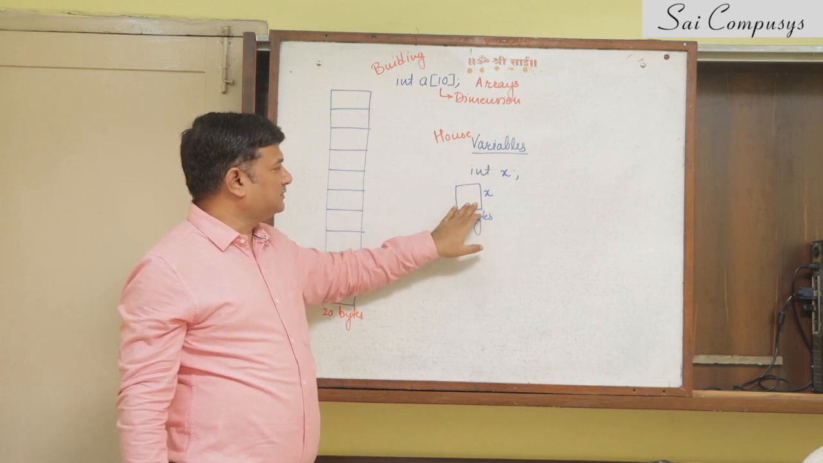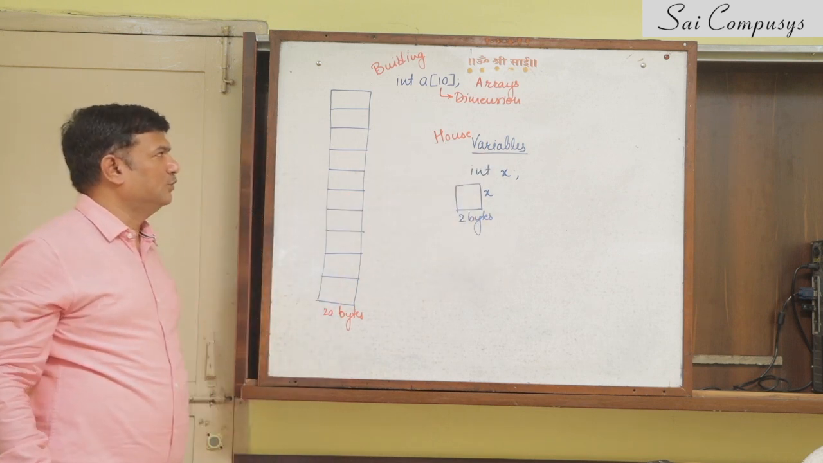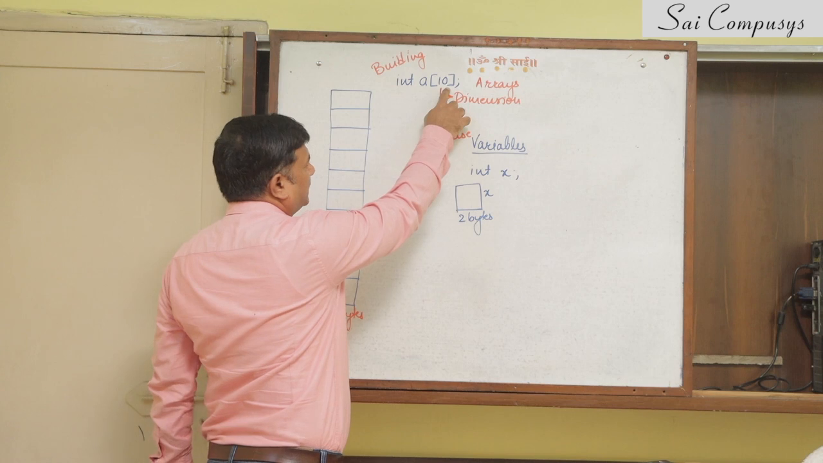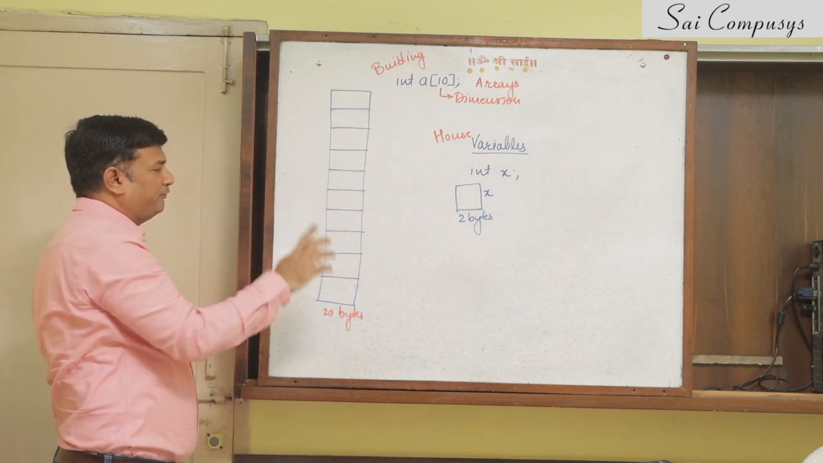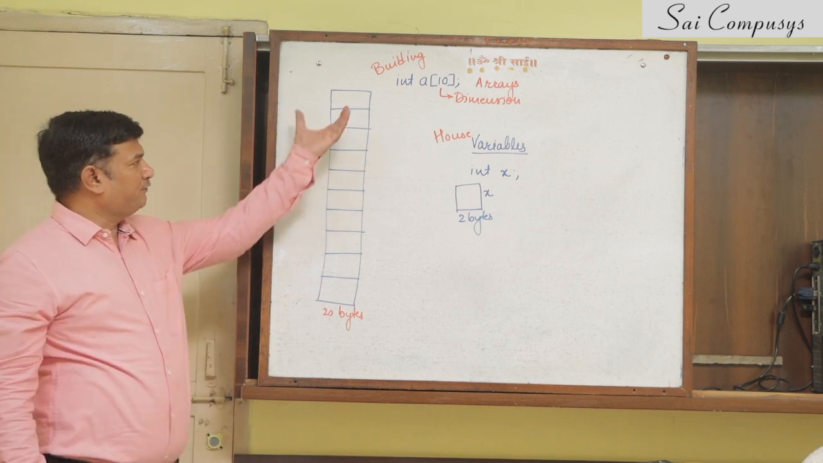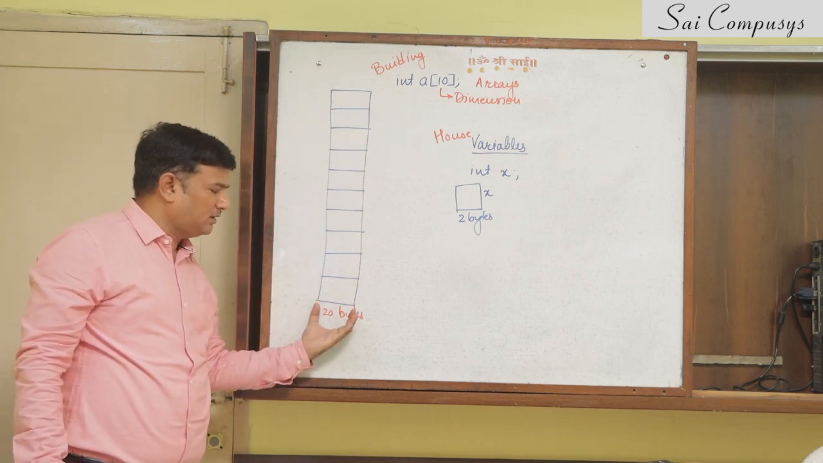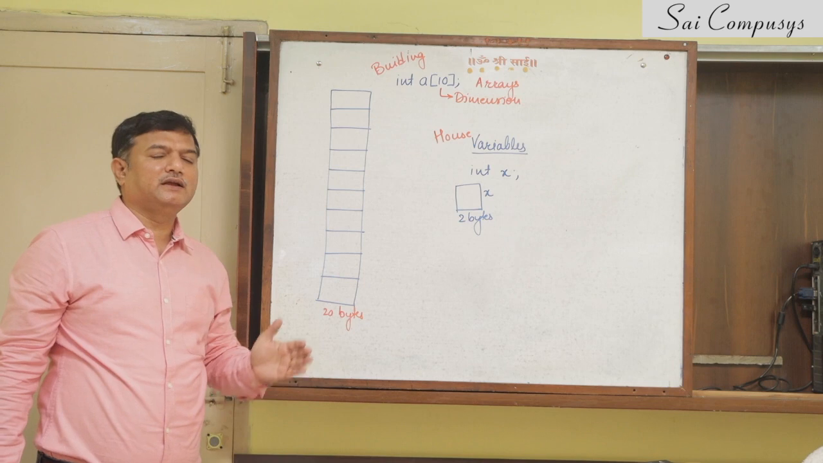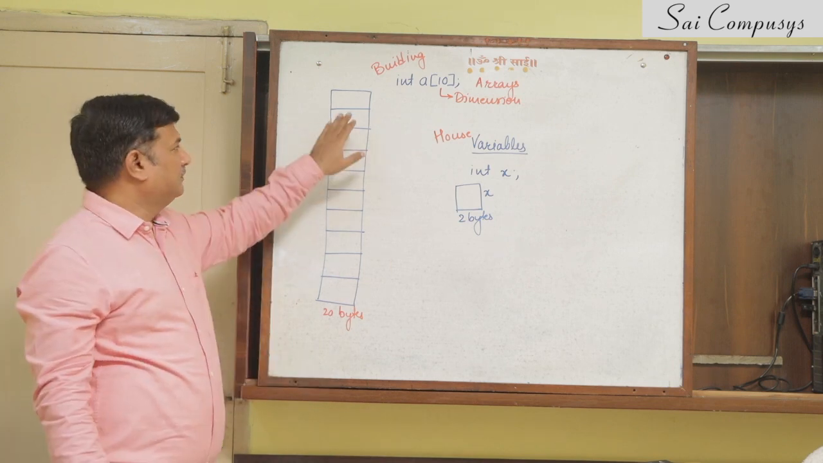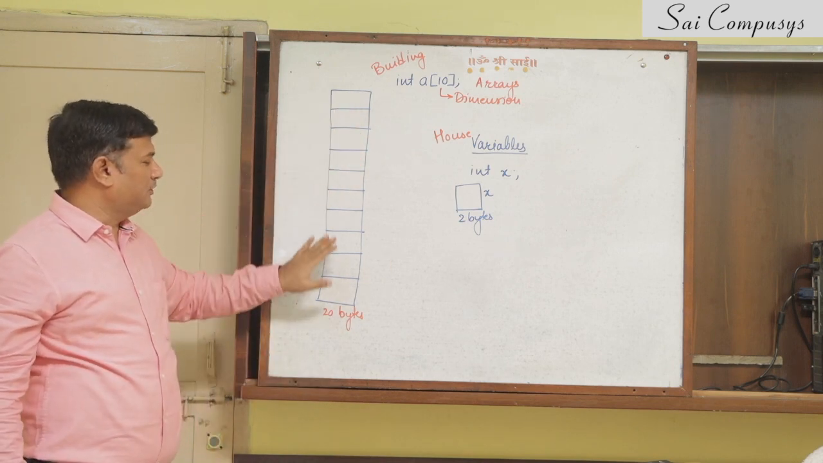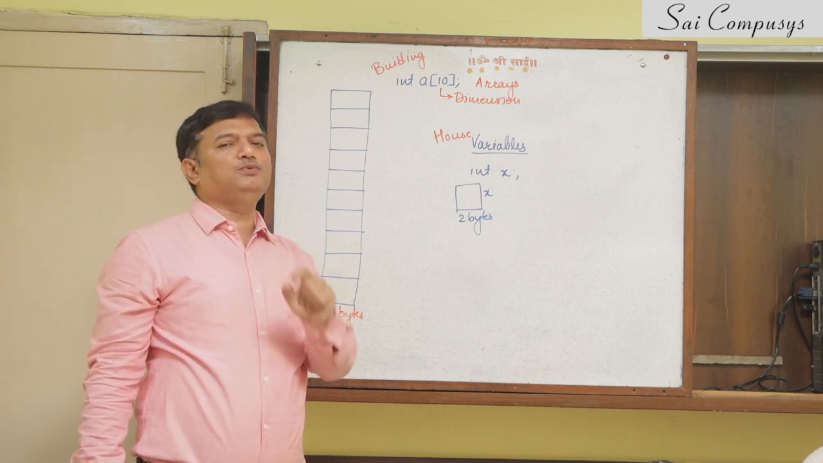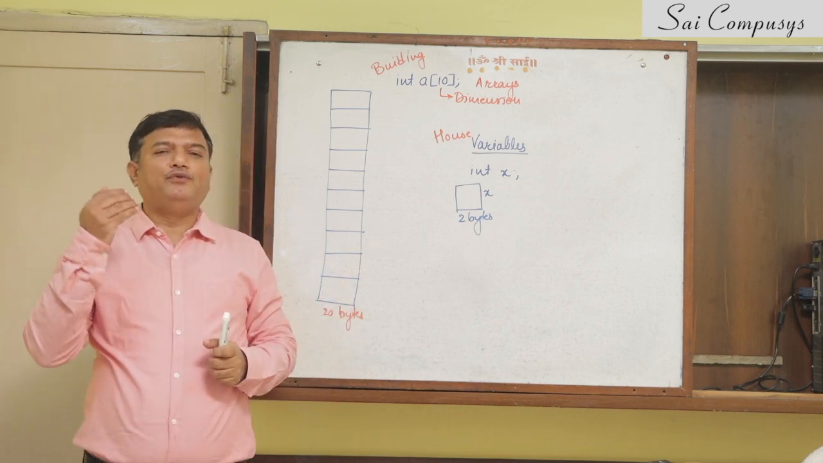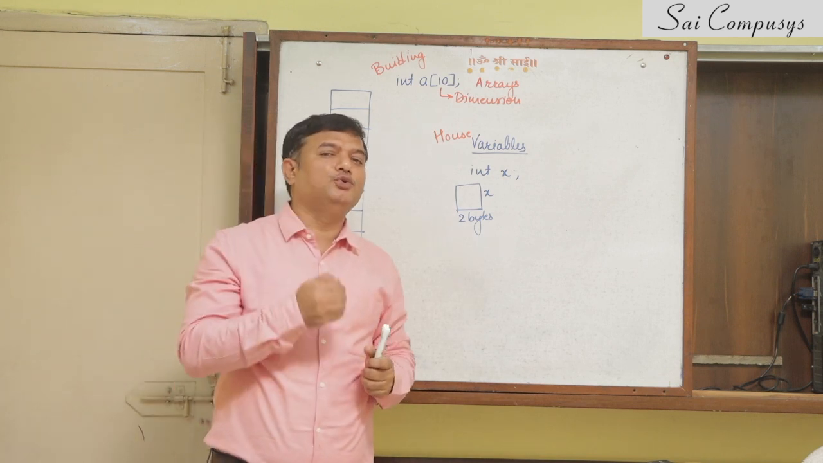Single value storage: a single value resides in a house. Multiple value storage: a building can hold multiple families depending upon the number of flats. So here in front of you, I have a building. This building consists of 10 flats. This is flat number 1, this is flat number 2, this is flat number 10. The only new thing you need to understand is flat numbering starts from 1 to 10.